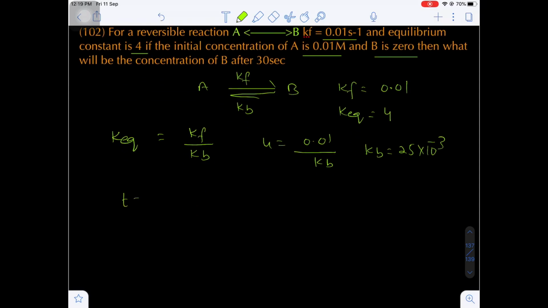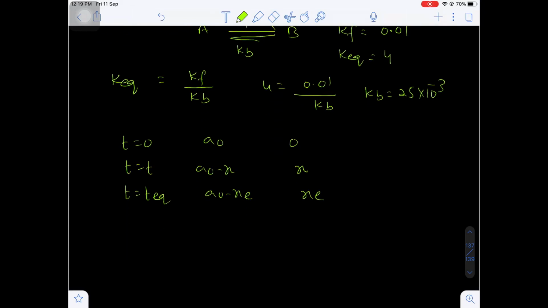Okay. Now here initially what do we have? Only reactant A0. There will be no product. At a time interval t, let's suppose X moles of A decompose and X moles of B form. Now when the system attains equilibrium, then A0 minus Xe will be the concentration of reactant and Xe will be the concentration of the product. Now at equilibrium, what will be the concentration of product B? That will be Xe. What will be the concentration of reactant A? That will be A0 minus Xe.